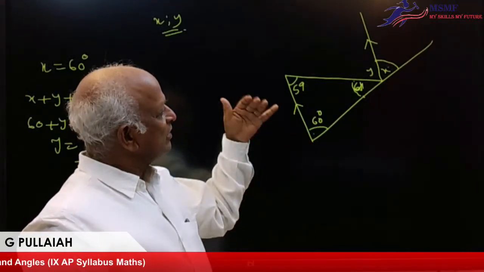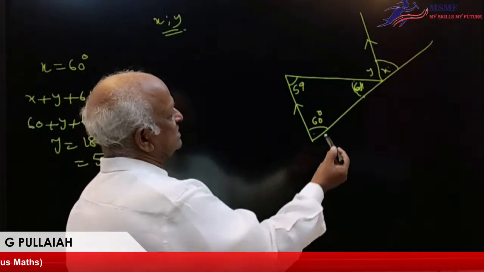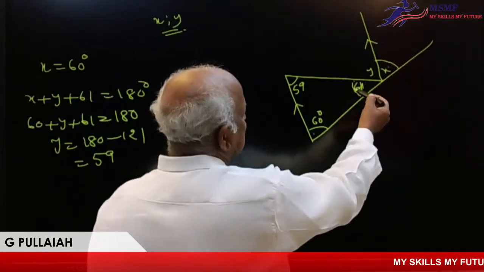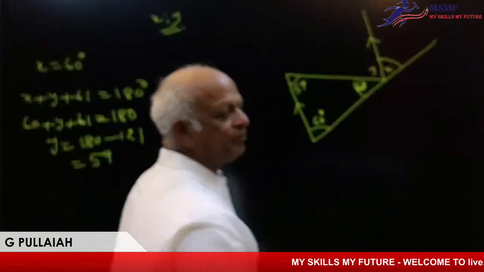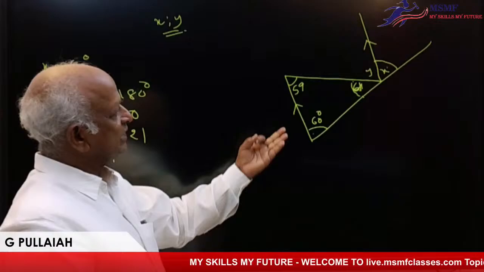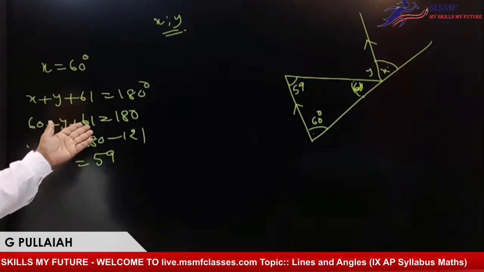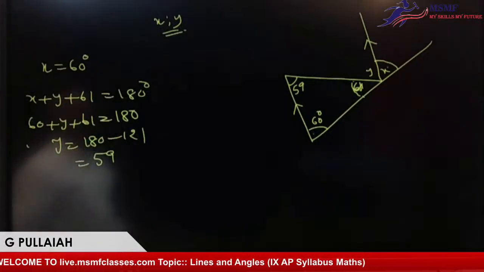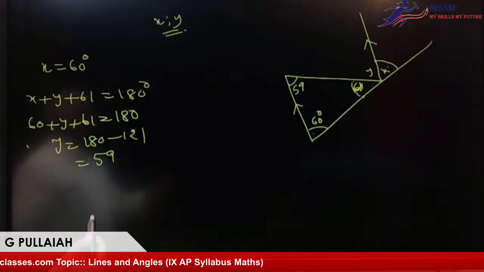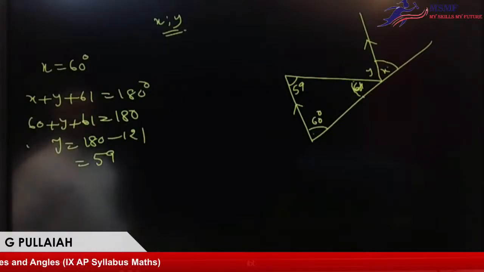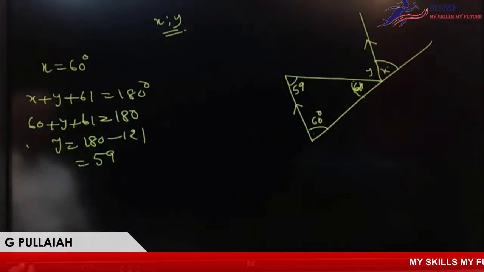Or you can do this in another form also, because this is 61 degrees and a linear plane is formed here. Taking that into consideration, you can say 60 plus y plus 61 is equal to 180, therefore y is equal to 59. Or you can go with the method of alternate angles. If you have any doubts, you can chat in the chat box.